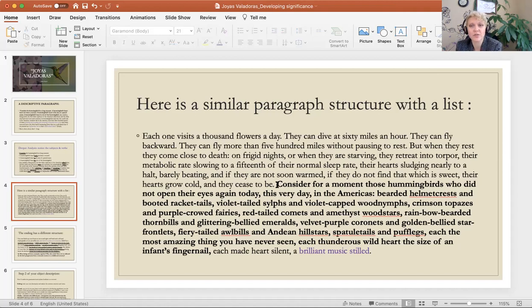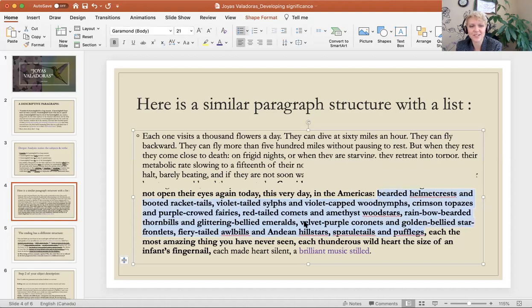So then you get to consider what it's like for one to die. And then this is followed by a long list of the different names of species of this creature, right? So notice the rhythm, the interesting choice of positioning each particular name. Why does it start with bearded helmetcrests, for example, and booted racket-tails, and then violet-tailed sylphs and violet-capped woodnymphs, crimson topazes and purple-crowned fairies, red-tailed comets and amethyst woodstars, rainbow-bearded thornbills and glittering-bellied emeralds, velvet-purple coronets and golden-bellied starfrontlets, fiery-tailed awlbills and Andean hillstars, spatuletails and puffleg.